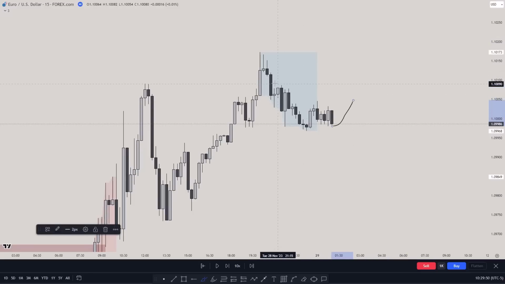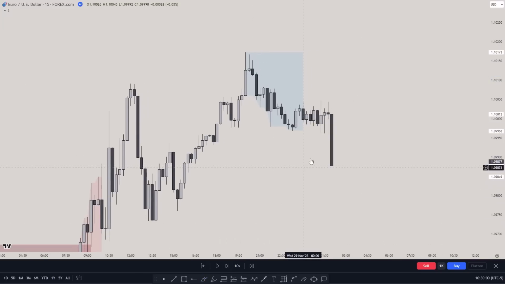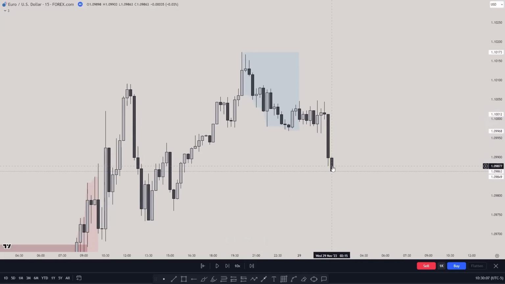So if price could come here, sweep this level in the 15-minute, I'll go to the 1 minute and look for a reversal from here. What I saw here is this. Price went lower, and people who waited for the sweep and entered here are losing, and simply at the start of the London kill zone. So here's the start of the London kill zone.